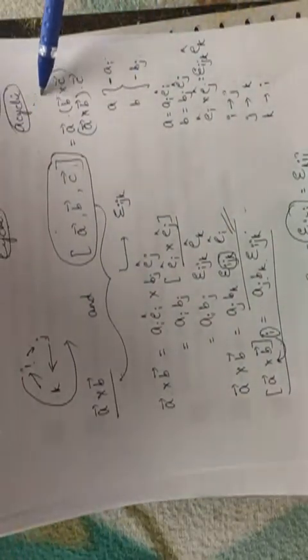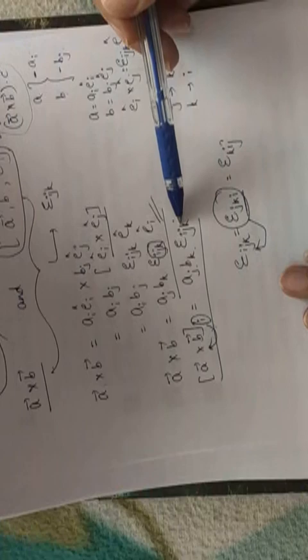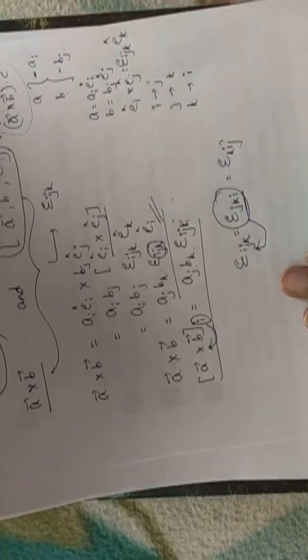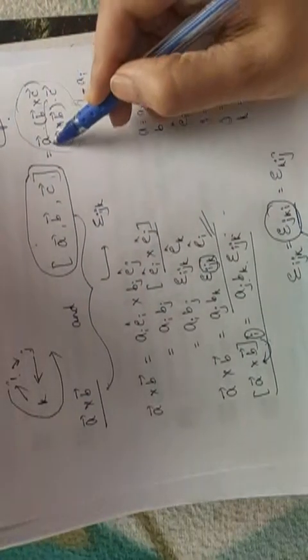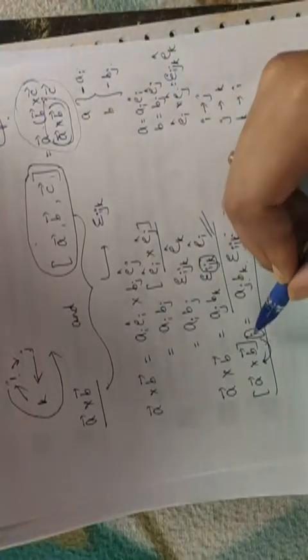Similarly, I have to express my scalar triple product in terms of epsilon ijk. For that, what I will do is, I will use a cross b from this, and we will continue further. Okay.